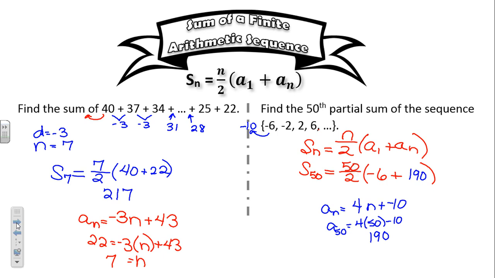So far so good. Now it's just a matter of simplifying. -6 plus 190, 184, and 184 times 25. 4,600.